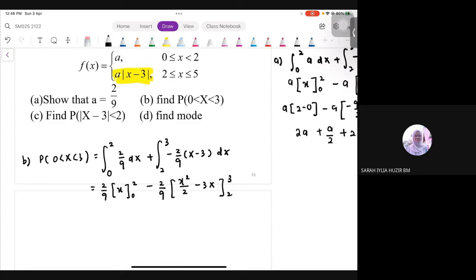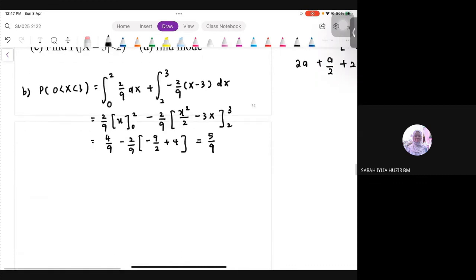Simplify this up. Substitute each limit. We get 4 over 9 for the first one. And then this is substitute 3. We get negative 9 over 2. Substitute 2, we get negative 4. So it's plus 4. So finally, our probability is 5 over 9. Okay. Settle part B. Next one, part C.